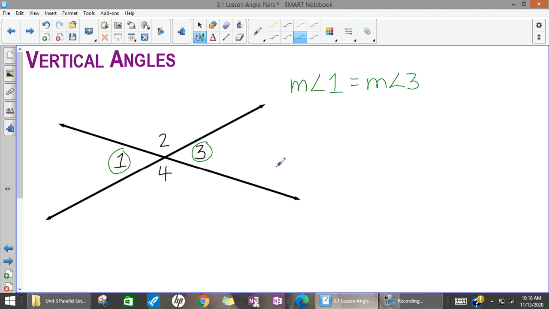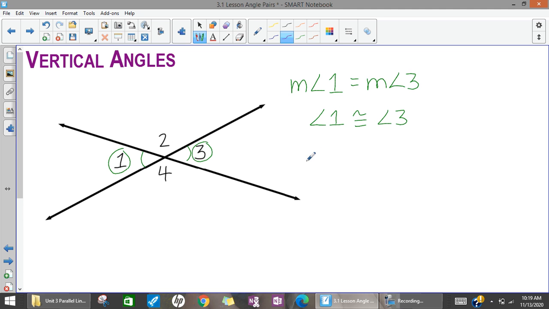Another thing we would say is that they're congruent. When two angles have the same size, their measures are equal, we can say they're congruent. So we could say that angle 1 is congruent to angle 3. And we show that on our picture by putting these little arcs. That says that they're congruent, they're the same size.